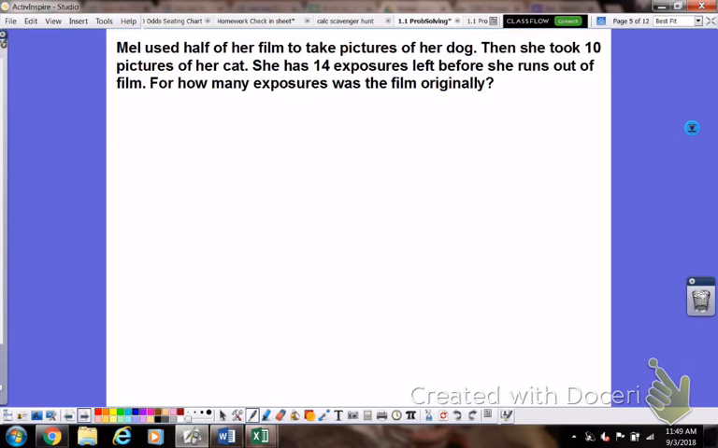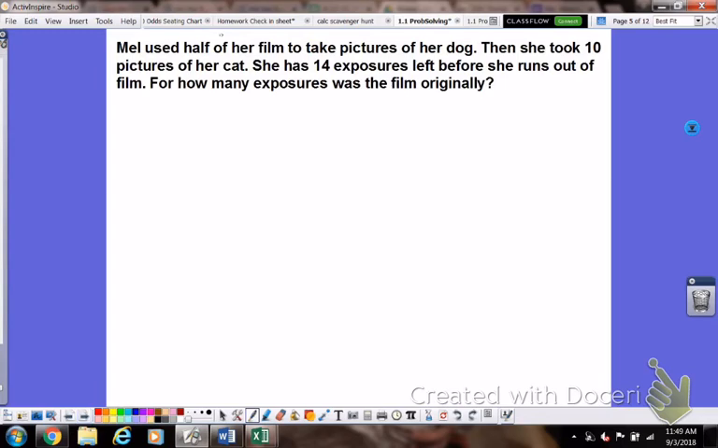All right, one more problem for our notes today. Mel used half of her film to take pictures of her dog. Then she took 10 pictures of her cat. She has 14 exposures left before she runs out of film. For how many exposures was the film originally? Okay, so this is kind of a work backwards problem. We want to go through and decide, what does everything mean?